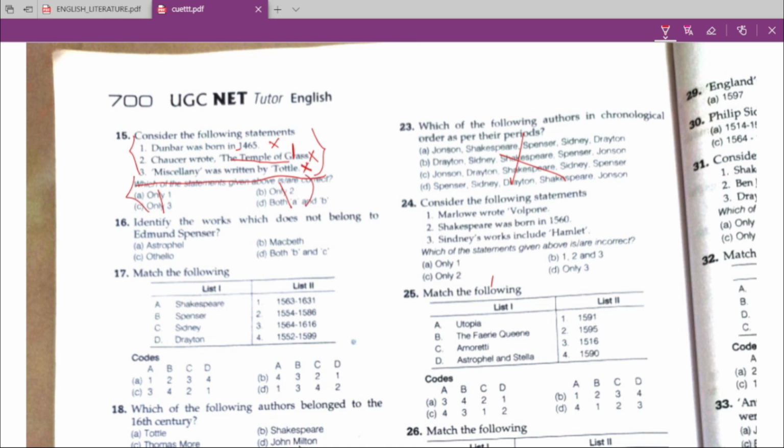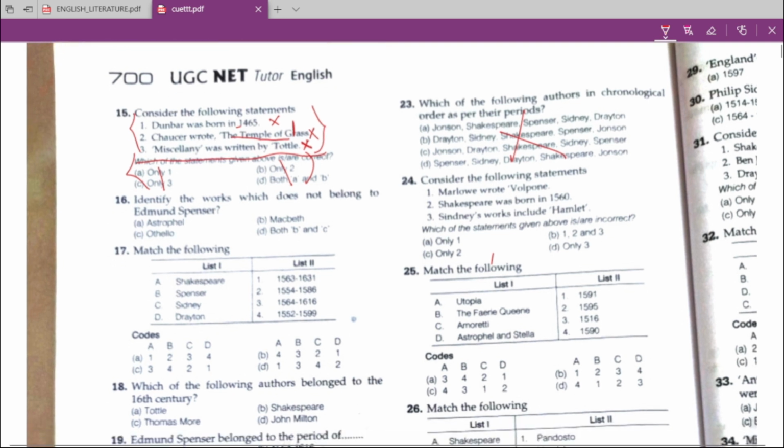So Dunbar was born in 1464. Chaucer wrote the Temple of Glass? Wrong. It was written by John Lydgate. Miscellany was written by Tottel? No. Miscellany was actually published by Tottel. Miscellany is the collection of poems, the first anthology of poems in English, that was published by Tottel, Richard Tottel.